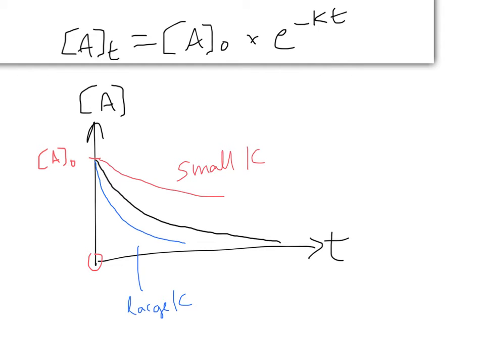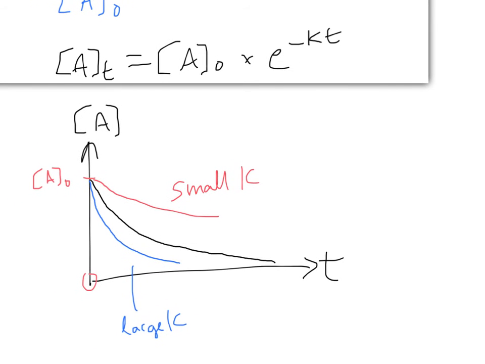In fact, if k was 0, which it couldn't be, but if you could somehow imagine k approaching 0, e to the minus 0 times anything is e to the 0. E to the 0 is 1. That means that if you multiply something by 1, it's not changing at all.